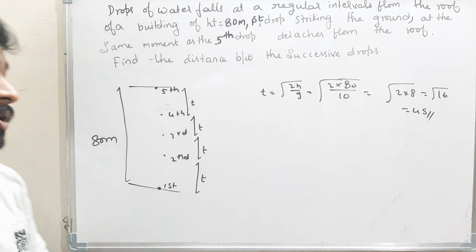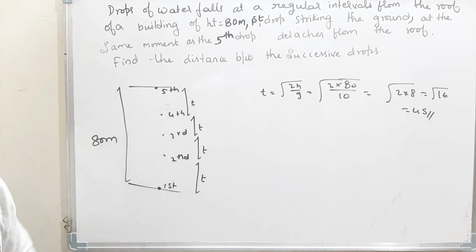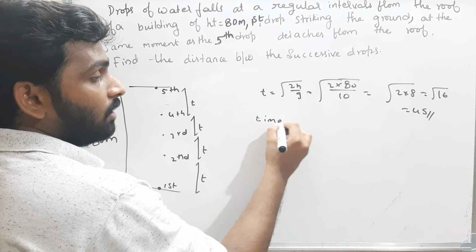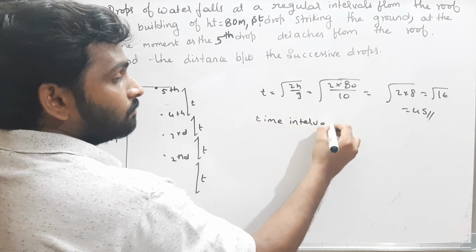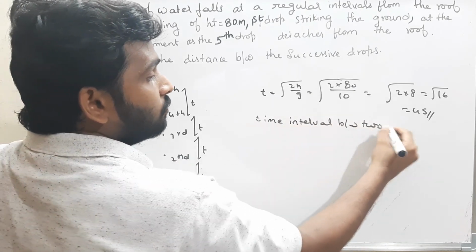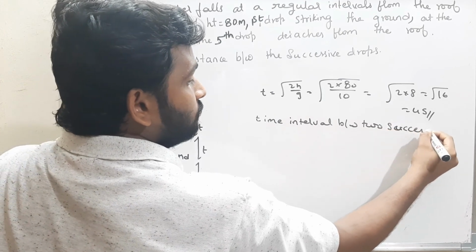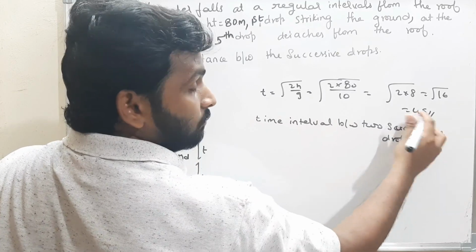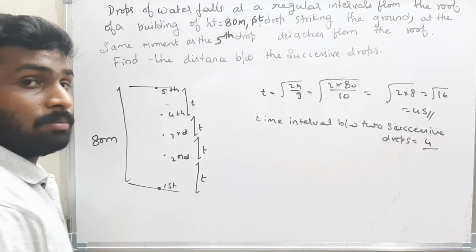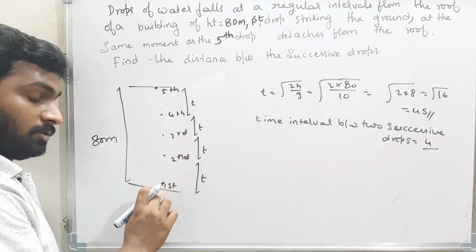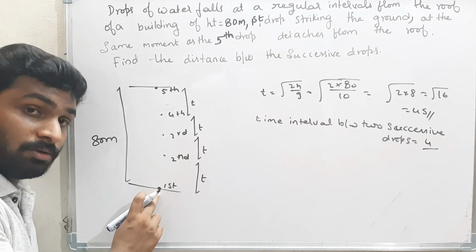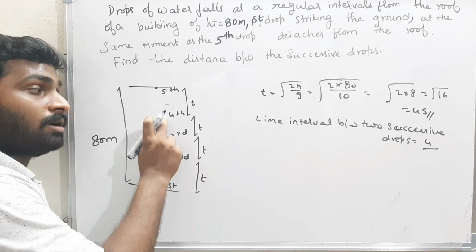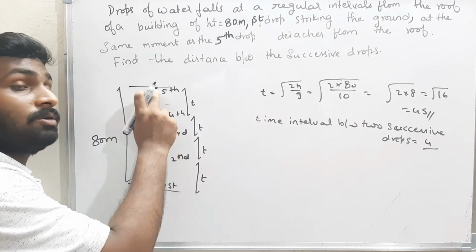In those 4 seconds, how many drops came? 1, 2, up to 5 drops came. In those 4 seconds, 5 drops came. Therefore, what is the time interval between two successive drops? The first drop comes at time t equal to 0. The next will come at time t equal to t. This will come at time t equal to 2t. This will come at 3t. And this will come at 4t.